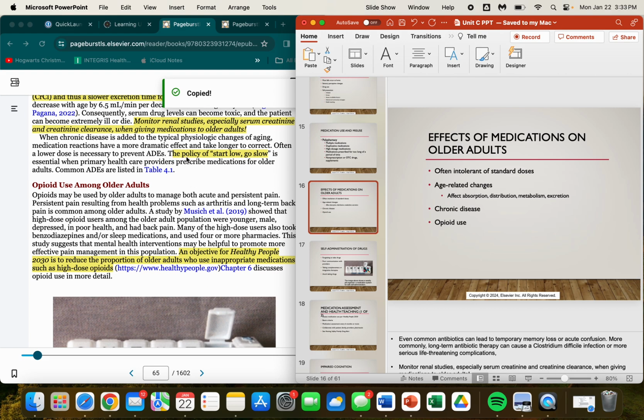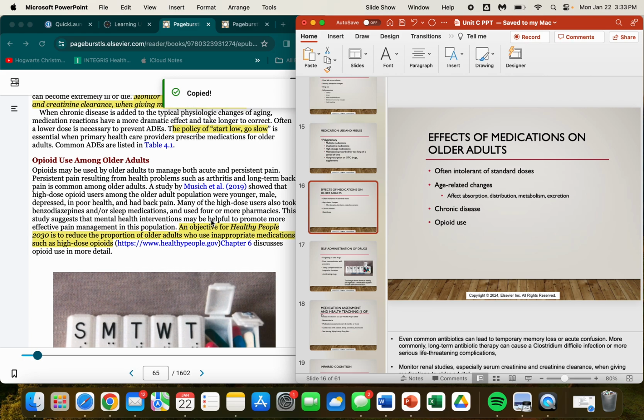So when we talk about drug therapy, we need to remember start low and go slow is better and essential whenever it comes to giving drugs to older adults.